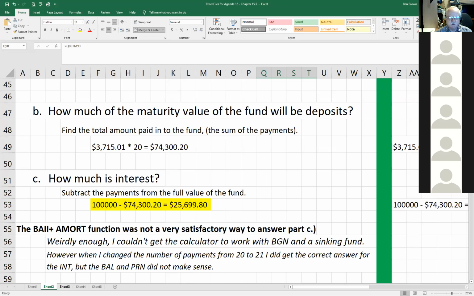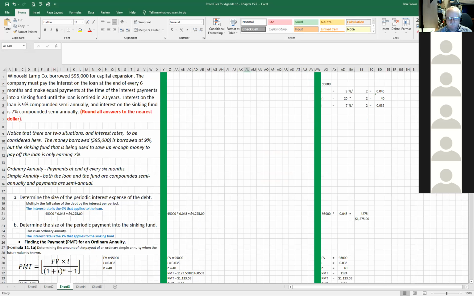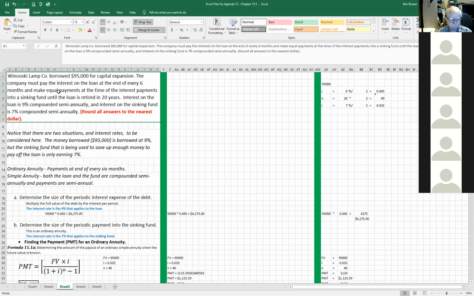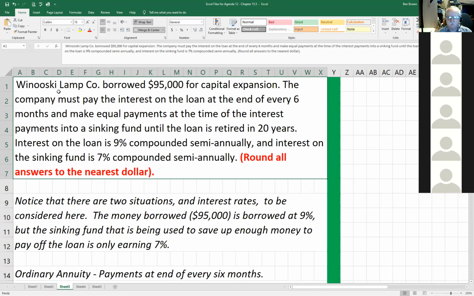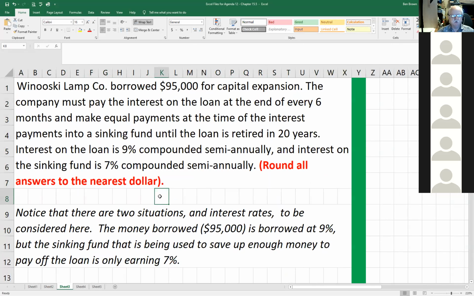So let's look at what else they can do to us to make this more confusing. So we have something called Winooski Lamp Company. They borrowed $95,000 for capital expansion. The company must pay interest on the loan at the end of every 6 months. So they've borrowed the money, they're paying interest on the amount of money they borrowed.